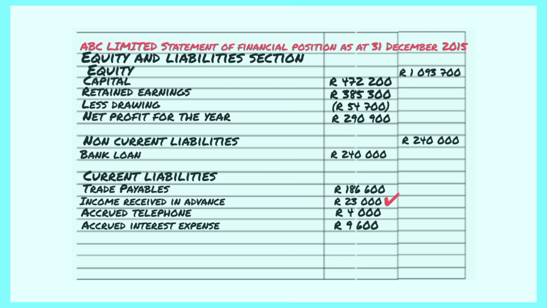186,600 plus 23,000 plus 4,000 plus 9,600. In total, we have current liabilities of 223,200. You write it down. You then say 1,093,700 plus 240,000 plus 223,200. We have total equity and liabilities of 1,556,900, which is exactly the same as total assets.